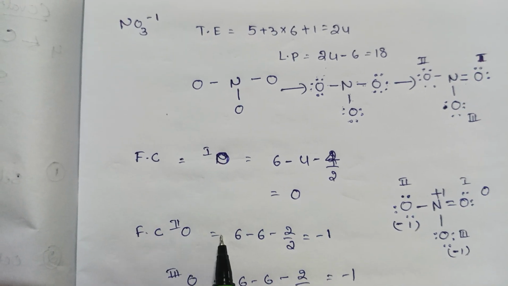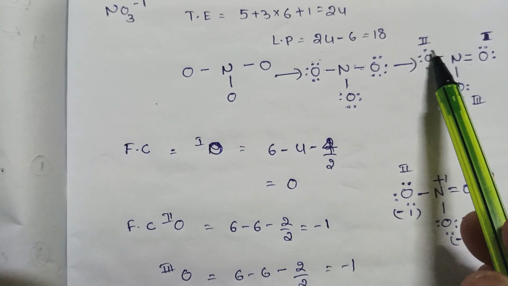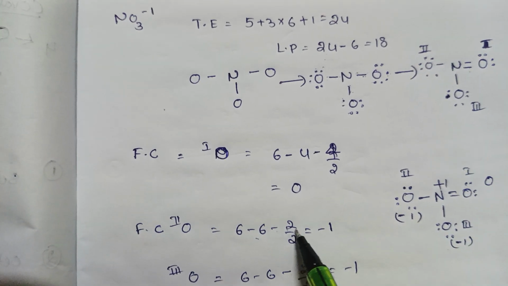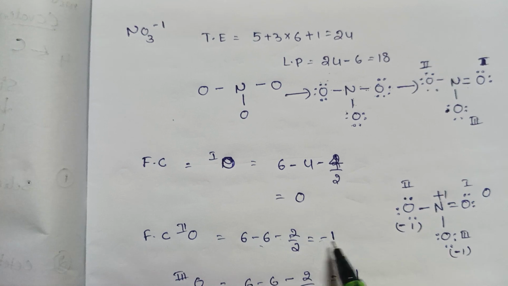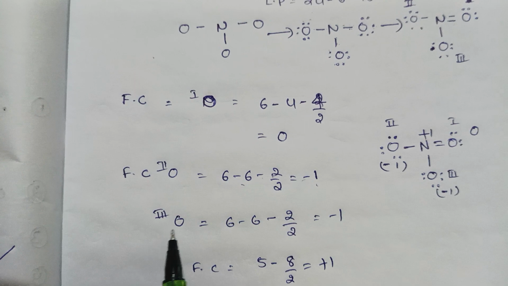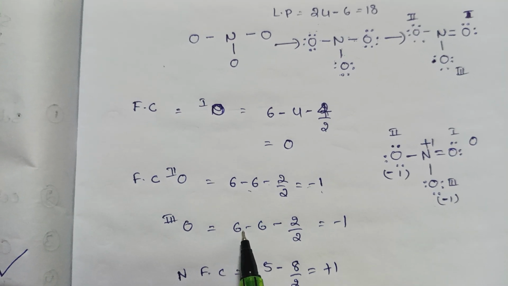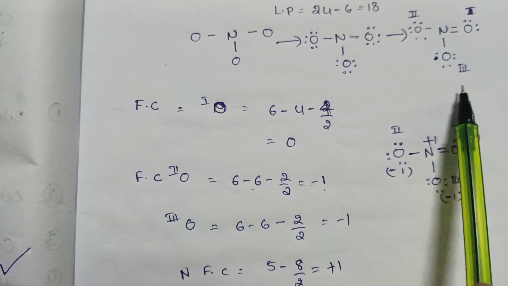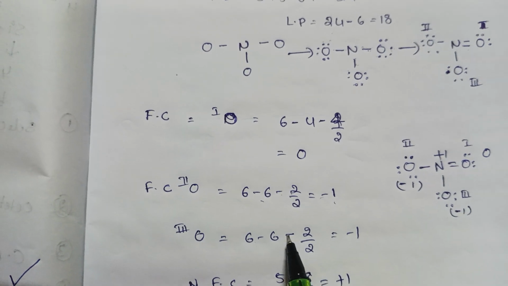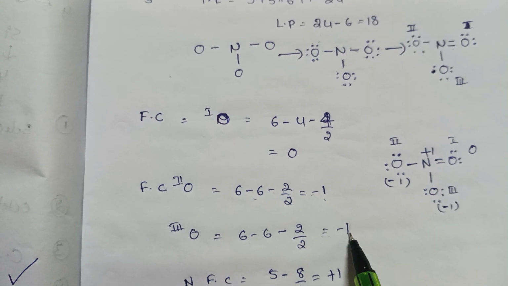For the second atom of oxygen, the valence electrons are 6, and lone pairs, how many? 6. 6 minus bond pairs 2, divided by 2, equals minus 1. Minus 1 is the formal charge for the second atom of oxygen. If we count the formal charge for the third atom of oxygen, 6 valence electrons are present in the free state. 6 lone pairs are present. 6 minus 6 minus how many bond pairs? 2, divided by 2 equals, we got minus 1.